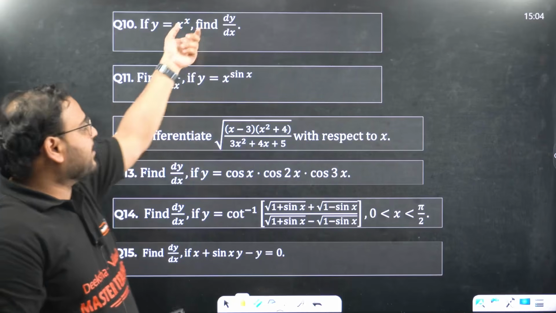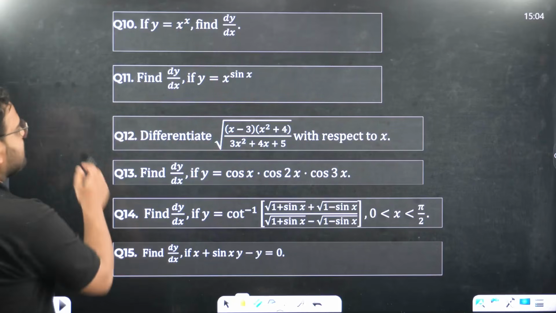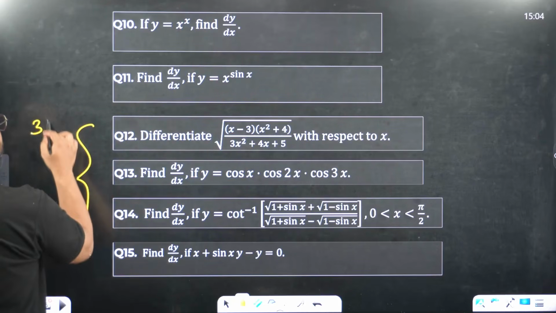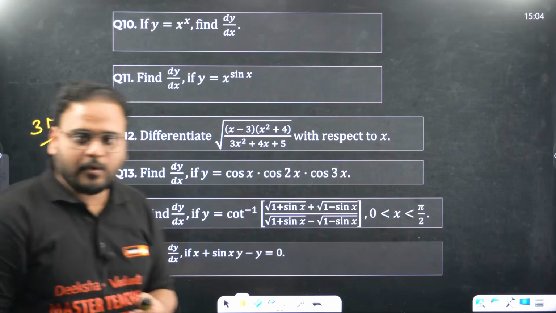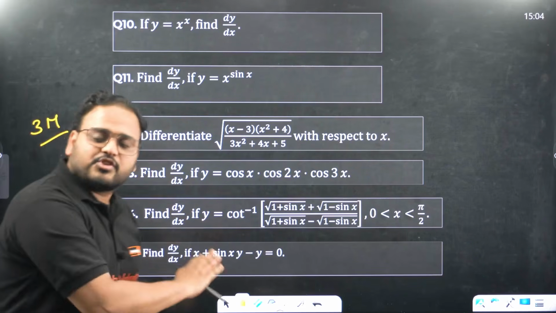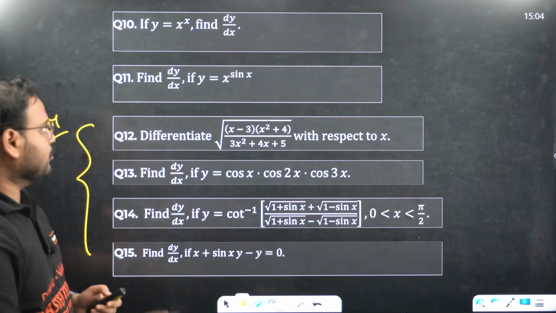So from the very basics we move on to 3 markers. This onwards is your 3 marker. This is your 3 marker. I hope the questions are clear.